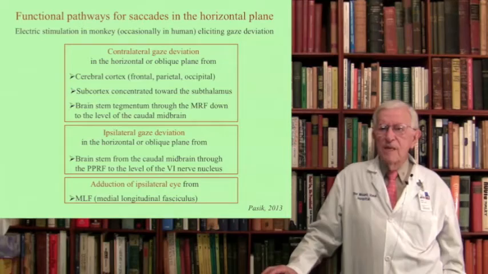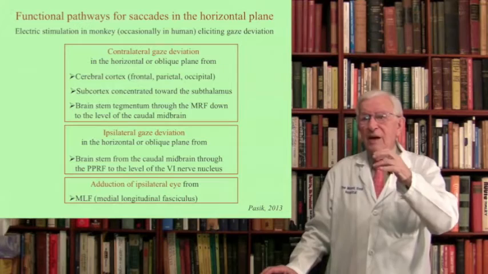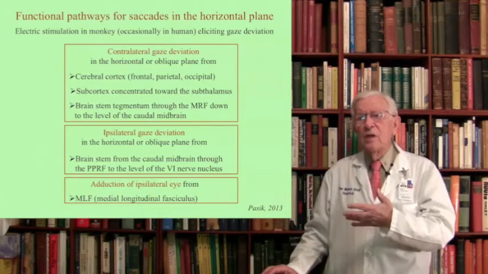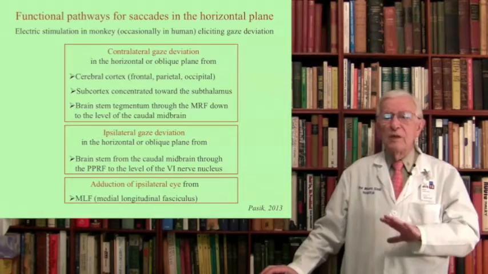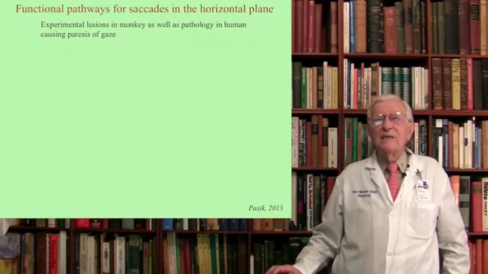All right. From this, you have to absorb the fact, essentially, that electric stimulation from the brain down to the MRF to the level of the caudal midbrain will give you contralateral gaze deviation. And beyond that, through the PPRF to the level of the sixth nerve nucleus, will give you ipsilateral gaze deviation. Already, you can start formulating in your mind what is happening here. This information is supplemented by the results of both experimental lesions in monkey as well as pathology in the human.